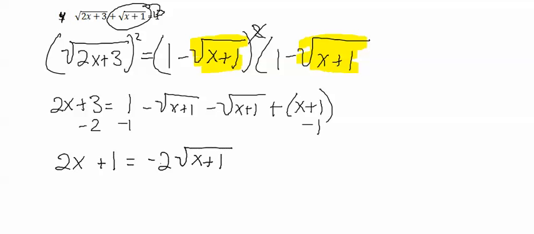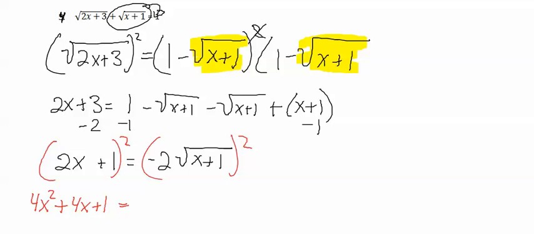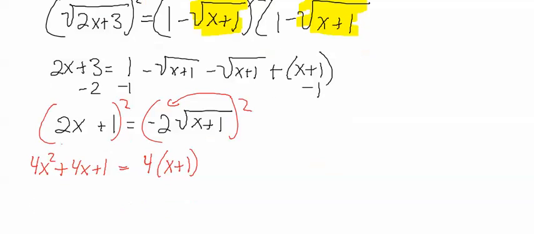And technically I say you have to isolate it, but if you have a coefficient in the front, that's fine. Just make sure you remember to square it, because again, I want to get rid of that radical to get to my variables. So I'm going to square this again. 4x squared plus 4x plus 1. And then because I'm squaring each of these, this is going to be 4 times quantity x plus 1. I'll distribute: 4x squared plus 4x plus 1 equals 4x plus 4.